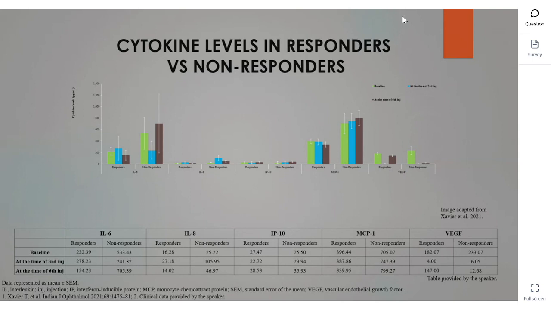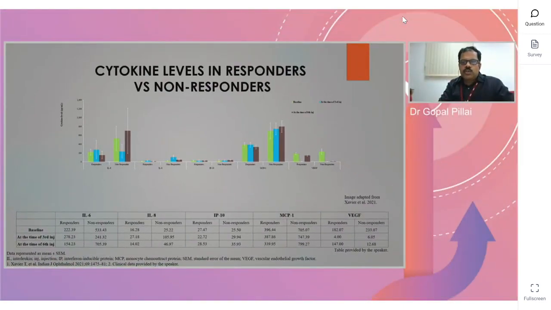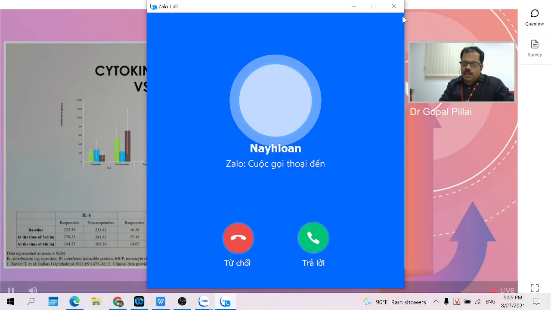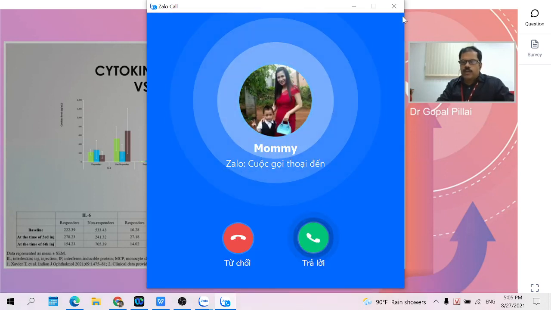Now, coming to IP10, again, you can see that there is a slight increase in the responders, whereas there is a more increase in the non-responders. MCP1 was more significant because in the responders there was a reduction, whereas in the non-responders it remained very high. And VEGF, as I told you before, this is a cytokine bead array. We had done VEGF in 2 techniques, cytokine bead array as well as ELISA, and both had shown that in non-responders, the VEGF levels were significantly lower.